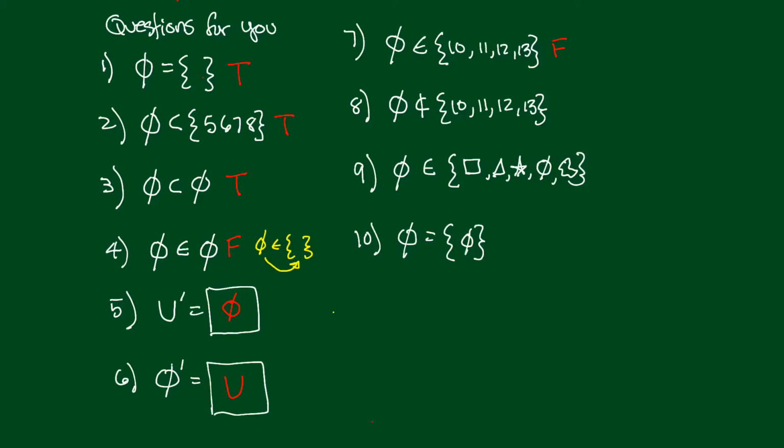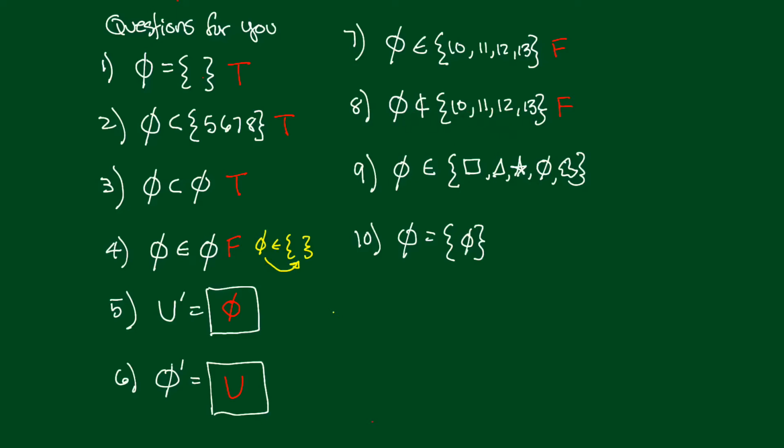And in number 8, this says that the empty set is not a subset of this set. That's false. We had a theorem, right? We proved that theorem using contradiction that the empty set is a subset of every set. So I know the empty set is a subset of this set. So this statement as it's written is false.